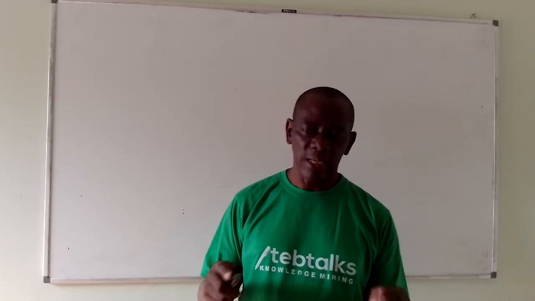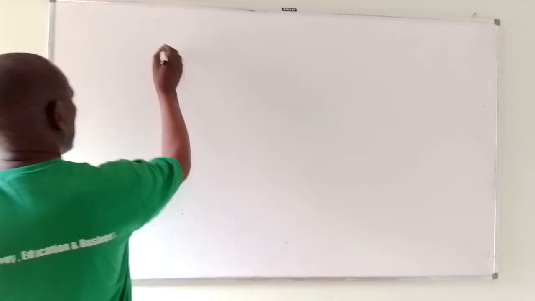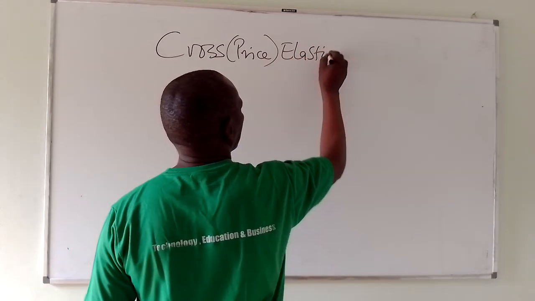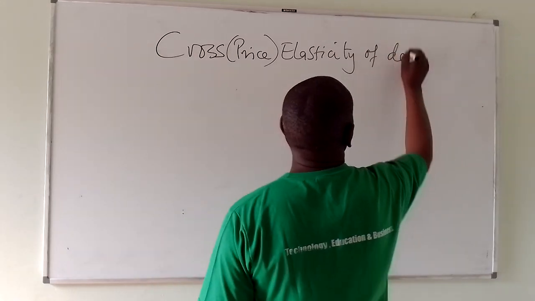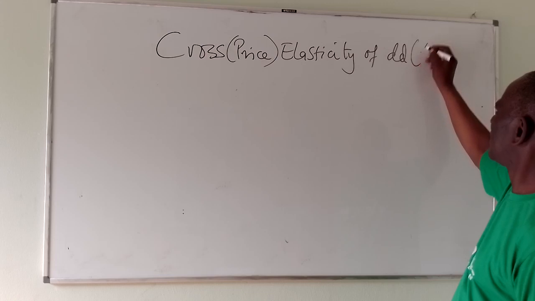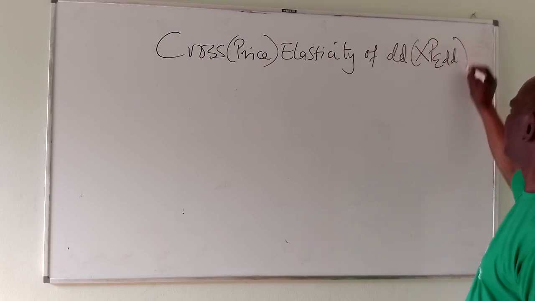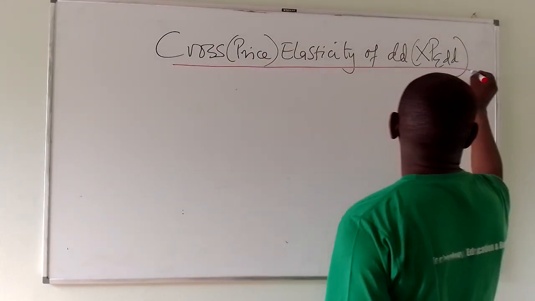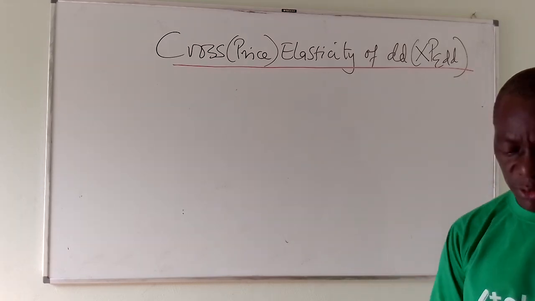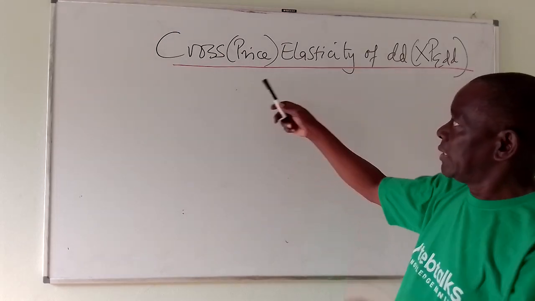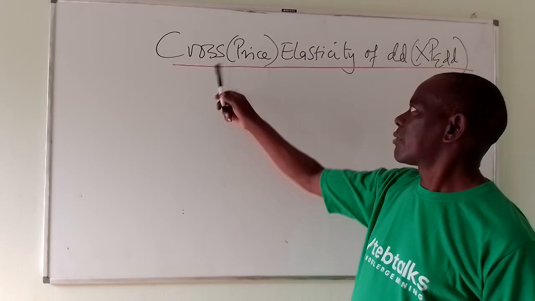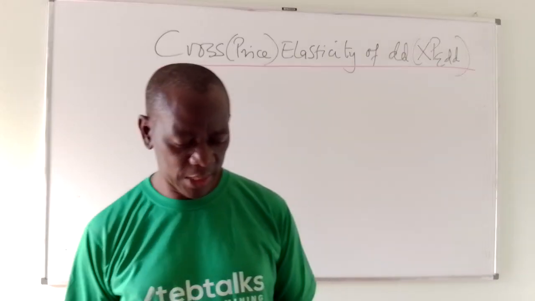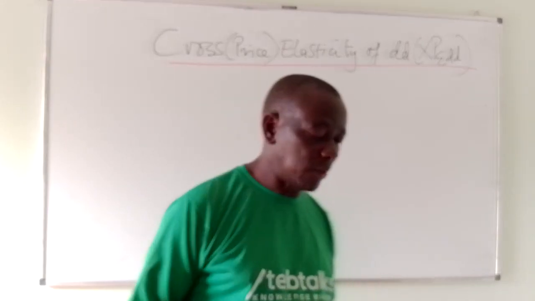Now we are moving to another area of elasticity, which we mentioned, and this one is called cross price elasticity of demand. Sometimes we abbreviate it as cross P. In some books, or some individuals, when talking about this, they can leave out price and say cross elasticity of demand. In the abbreviation, we use XPED. That is cross price elasticity of demand. So we are defining what is cross price elasticity of demand.